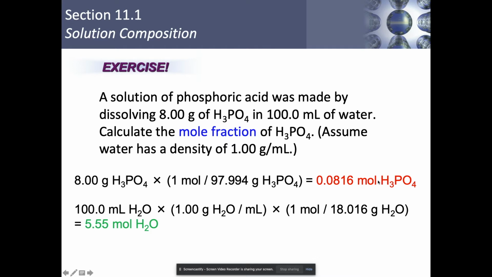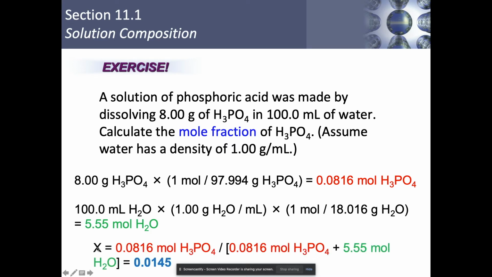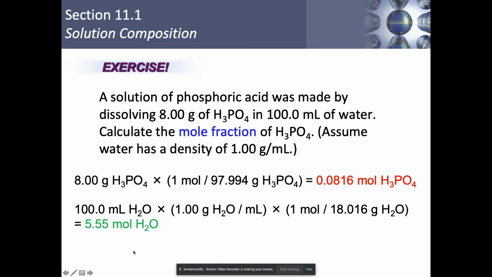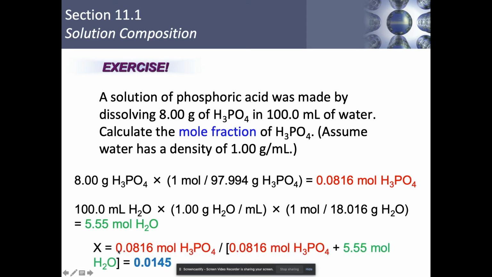So now what do I need to do? Well, I have everything I need. So to find X or X sub A or X sub phosphoric acid or whatever you want to call it, I would take my moles of phosphoric acid and divide by the total number of moles, which is the moles of phosphoric acid plus the moles of water. And this is the fraction that I would get. So literally 0.0145. This is almost entirely water and very little phosphoric acid. The closer you get to 1 for your fraction here, of whatever you're looking at, the more of it there is. So I obviously have almost no phosphoric acid in the solution.